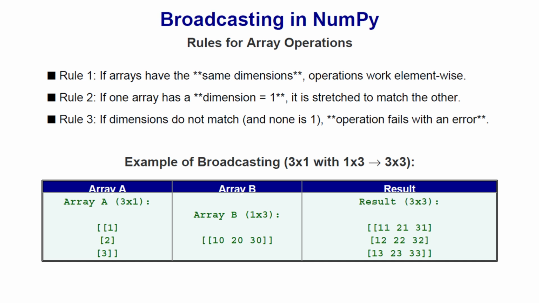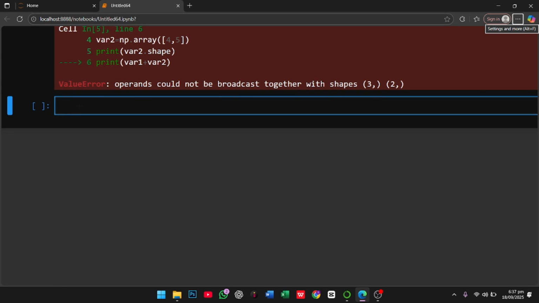So here we talk about the rules of broadcasting. Rule number 1: if arrays have the same dimension, operations are done element wise. If both have the same dimension and the same number of elements, then there is no worry. Rule number 2: if one array has a dimension equal to 1, NumPy stretches it to match the other. And rule number 3: if dimensions don't match and none is 1, you get an error. Okay, let me take a simple example so you can easily understand.